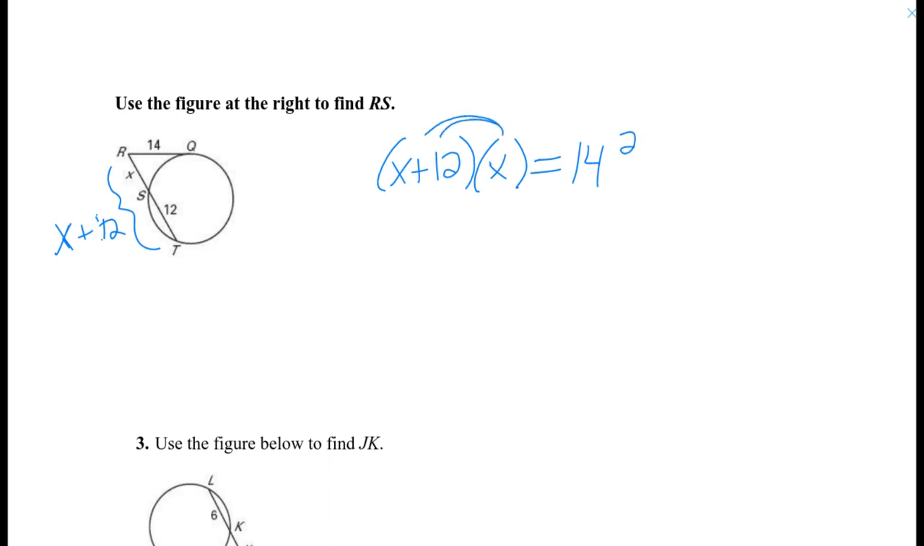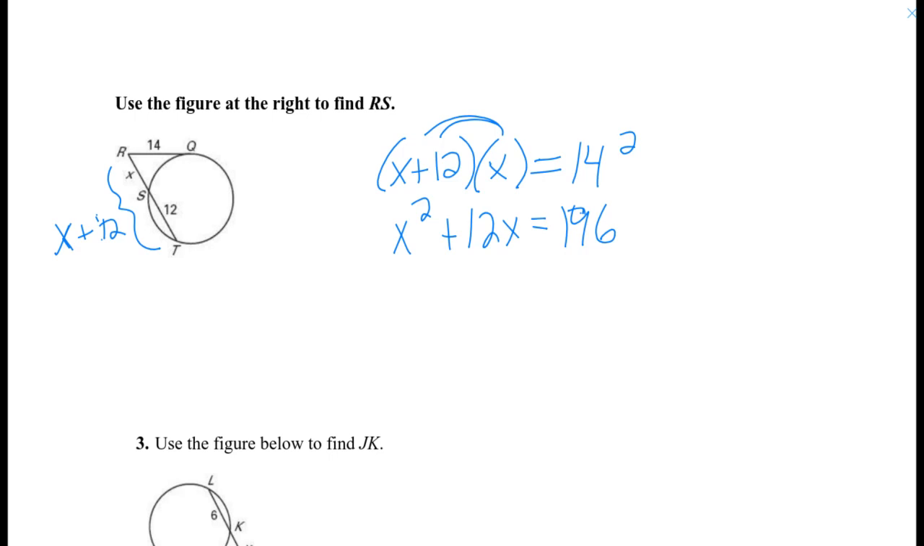Let's go ahead and distribute over on the left, and then we'll square on the right. So we have x squared plus 12x on the left. On the right, 14 squared, which is 196. Now with this equation, we're not going to be able to solve this like we were earlier because the x squared is not going to end up canceling out. So we won't be able to solve this like a regular linear equation. We're going to have to solve it like a quadratic equation.